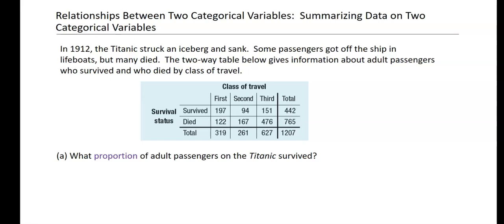So what portion of adult passengers survived? So that would be 442 out of the total of 1,207. It's a marginal relative frequency. Marginal because it's in the margins there, and relative because it's percentage.